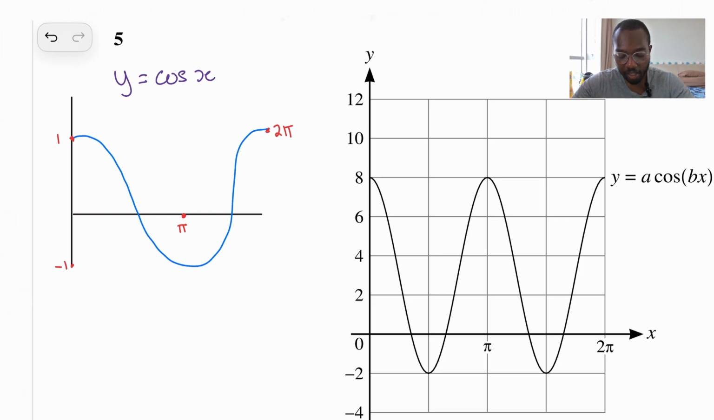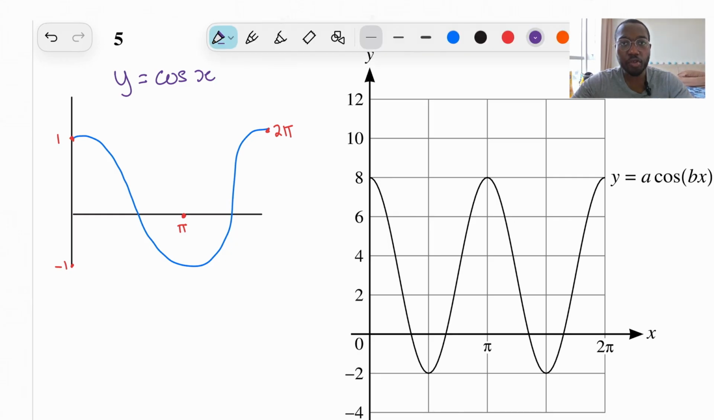Because as you can see, we have 2 troughs or peaks, however you want to look at it. In our one, we just have one point like this. But in our graph, we have something like this. So it's oscillating twice as much. Therefore, we know that our b value is 2 because it's going twice as much in that same zone. It's hitting twice as many points in that same zone. So already we know that the b value is 2.